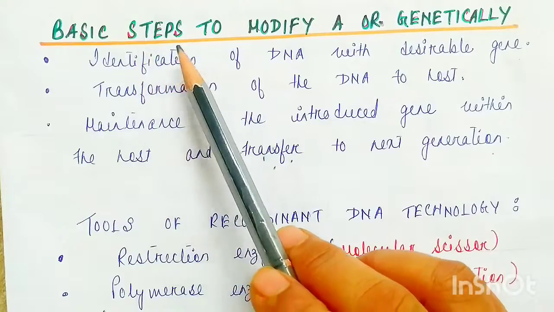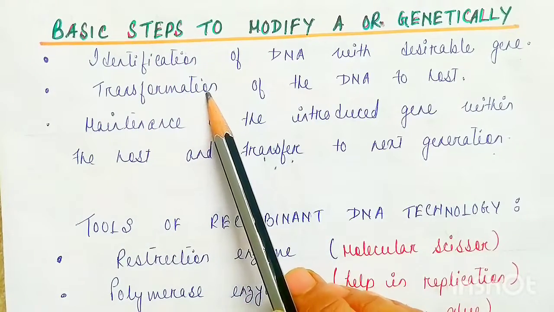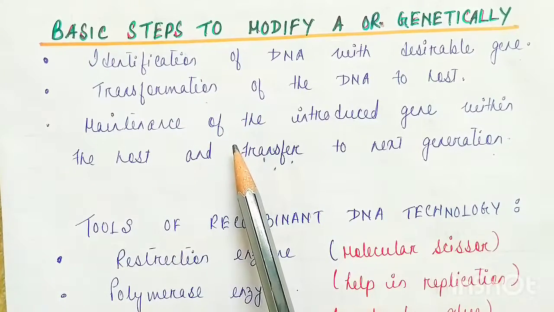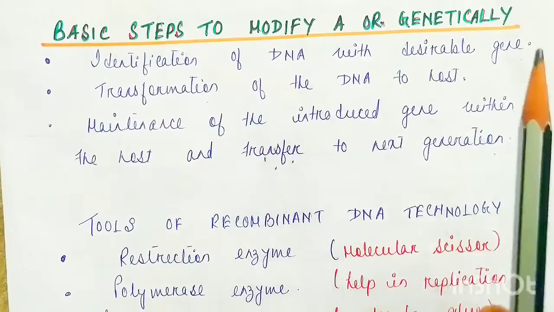First we have to identify, then we have to transfer the desired gene into the host, and last, the gene has to maintain itself within the host, and then it should transfer from one generation to another generation.